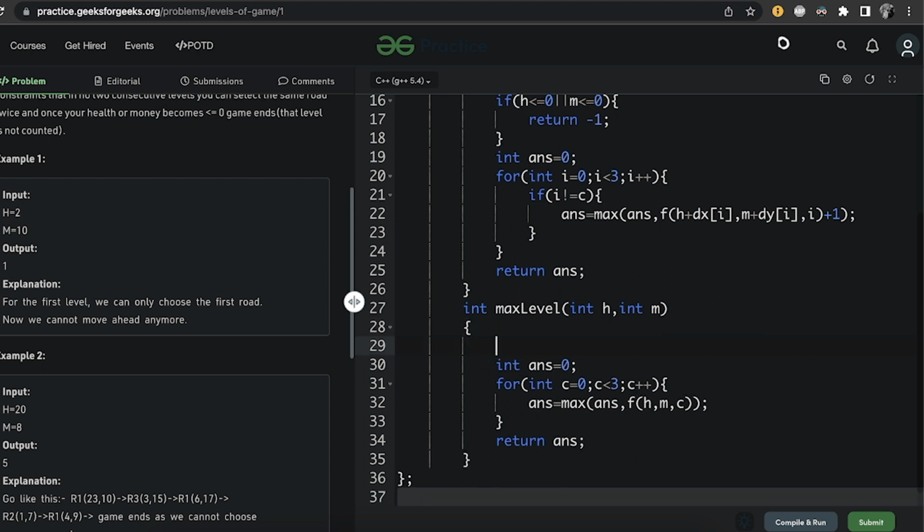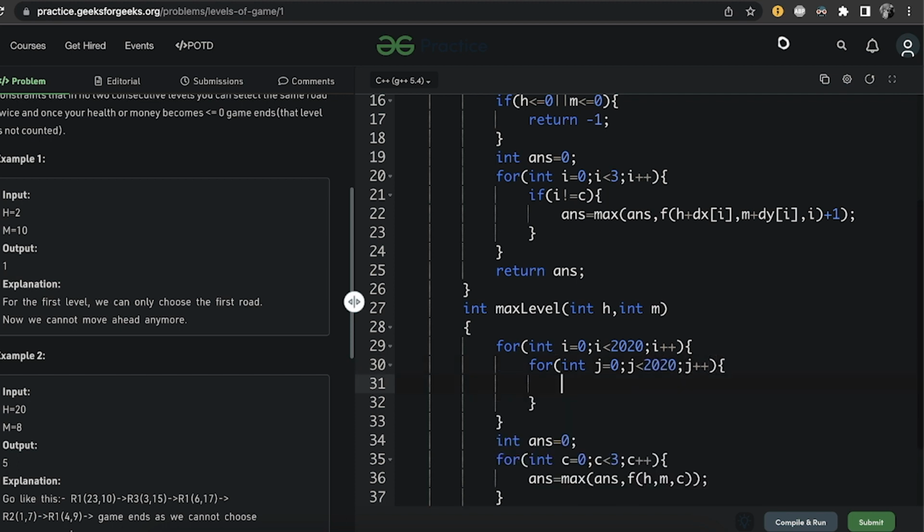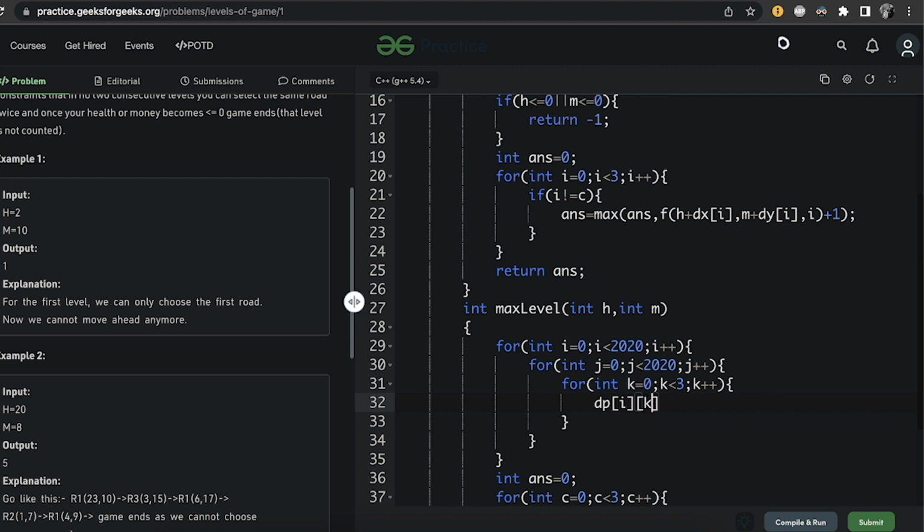So we would come here and have a for loop for int i equals 0, i less than 2020 and i plus plus. We would fill up the 3D array with -1. For int j equals 0, j less than 2020, j plus plus, and then again the same thing for int k equals 0, k less than 3, k plus plus, and then we would say dp of i, j and k equals -1, so that not a single value is calculated at this point.